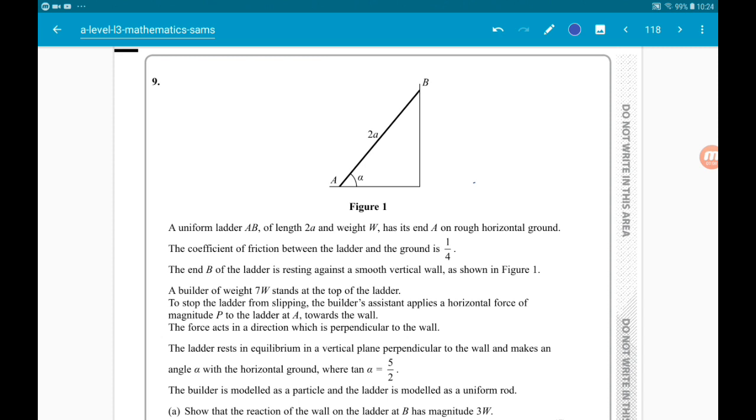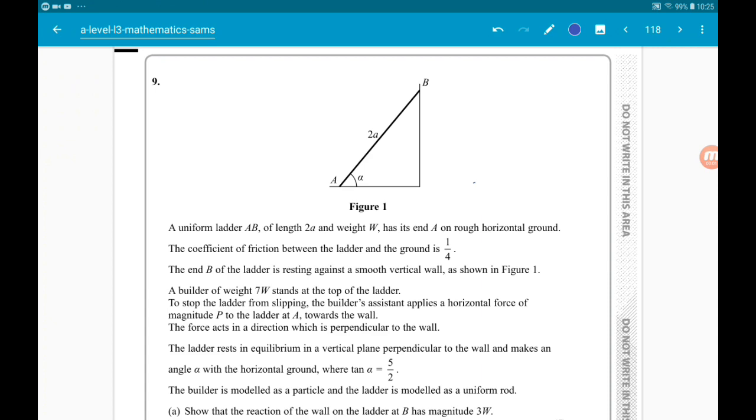The ladder rests in equilibrium in a vertical plane perpendicular to the wall and makes an angle alpha with the horizontal ground where tan of alpha is 5/2. The builder is modelled as a particle and the ladder is modelled as a uniform rod. Part A: show that the reaction of the wall on the ladder at B has magnitude 3W.